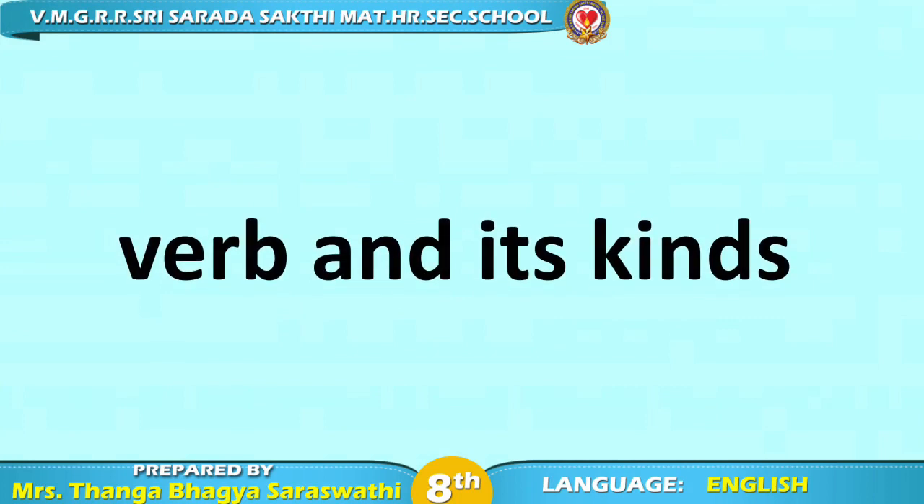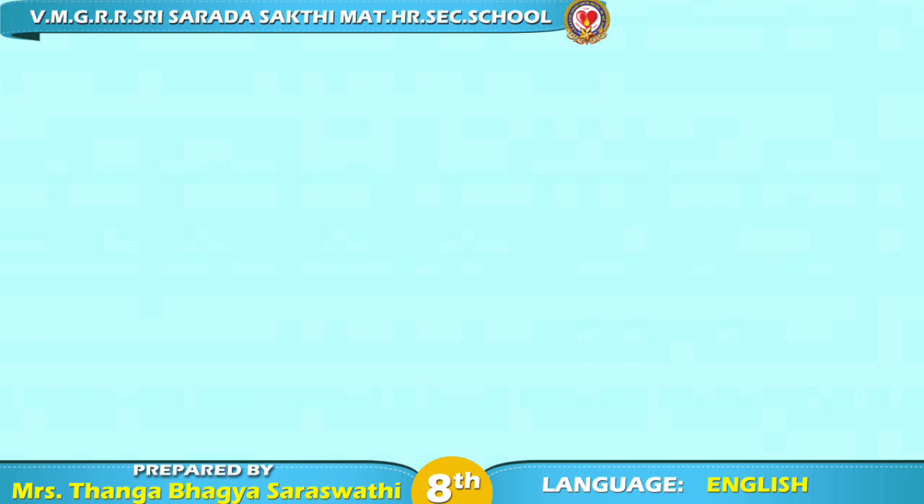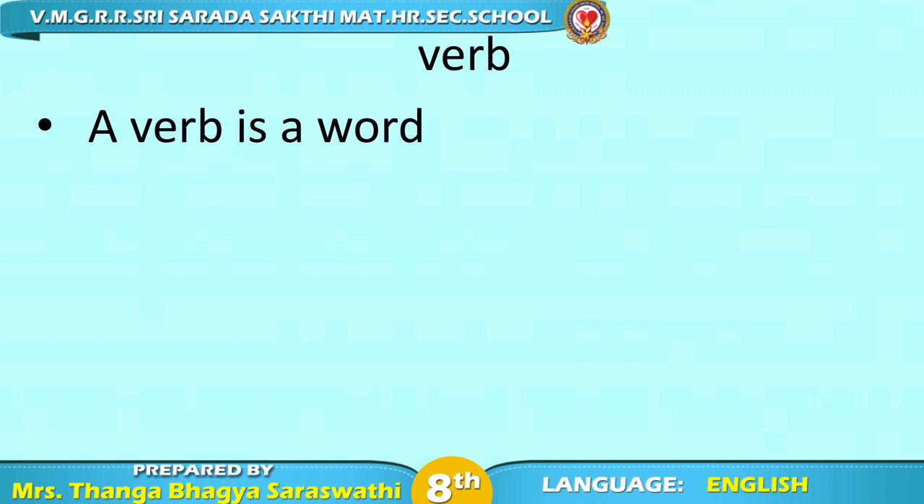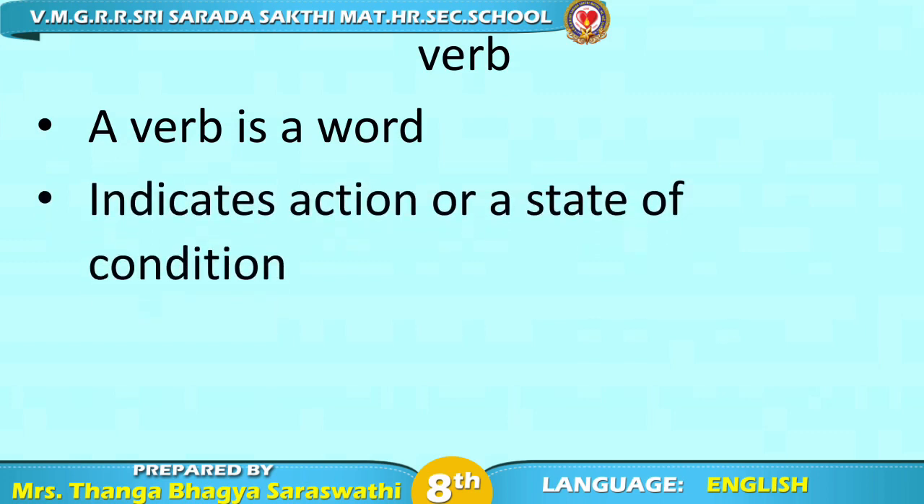In this class we are going to see verb and its kinds. What is meant by verb and what are the kinds in that verb? So what is meant by verb? A verb is a word that indicates an action or a state or condition.